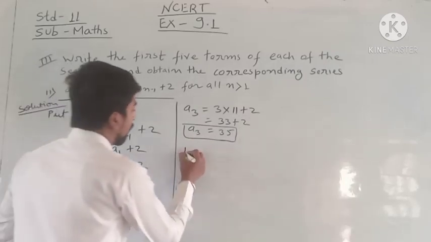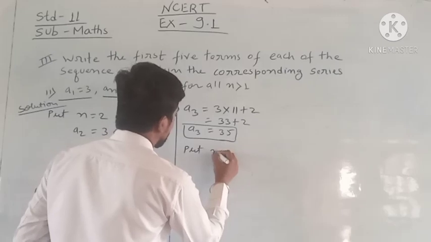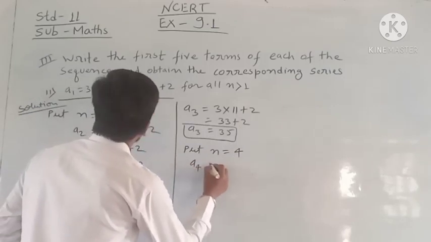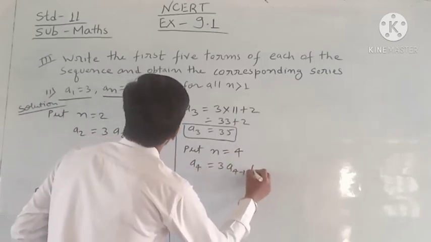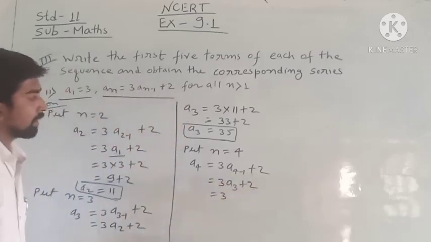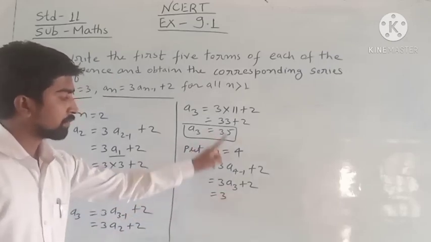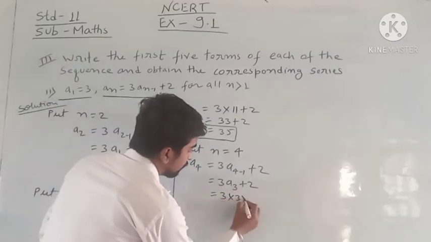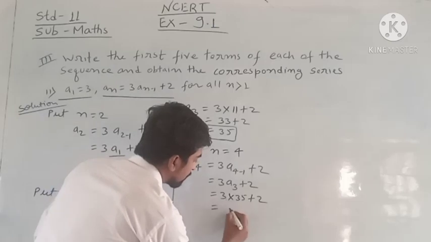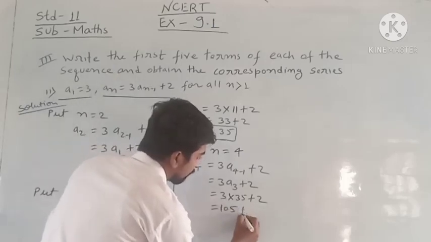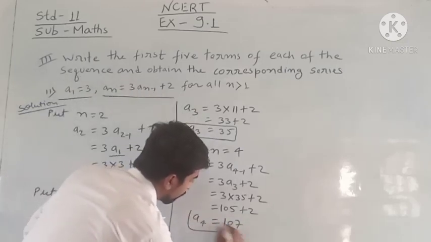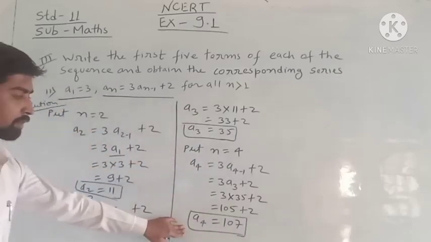Now let's find fourth term. To find fourth term, we will put n equals to 4. a4 equals to 3 into a4 minus 1 plus 2, and this will be equals to a3 plus 2. And now we have got third term, which is equals to 35. So we will put 35 here in the place of third term, and this will be equals to 5 3 are 15, 3 3 are 9 and 10 plus 2, and this is equals to 107. So our fourth term is 107.